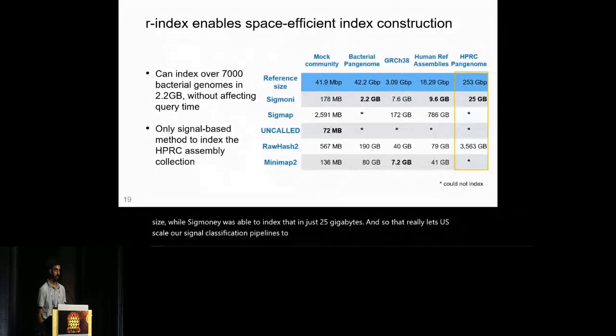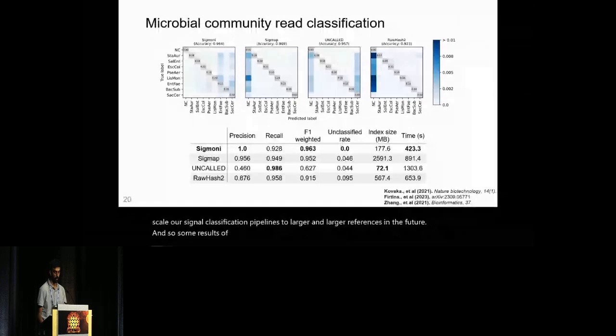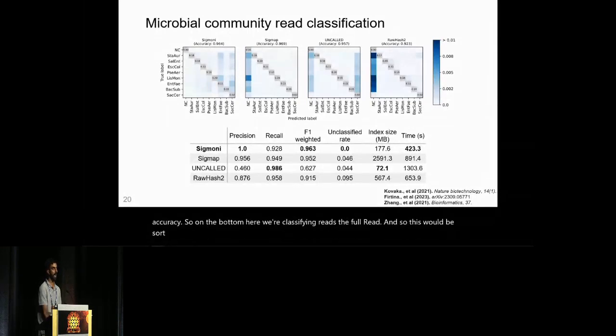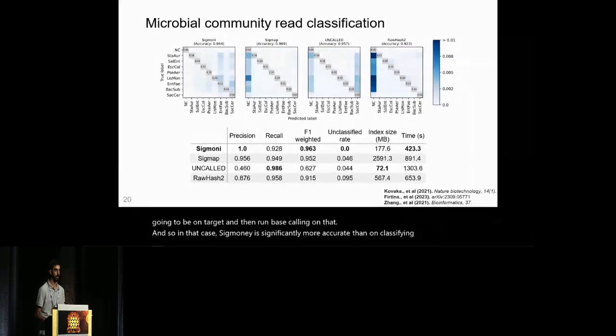And so here are some results of how it compares to existing signal-based methods in accuracy. On the bottom here, we're classifying the full read. This would be a scenario where you have the electrical signal already sequenced and on your hard drive, but you just want to use a subset of that data for your downstream analysis, and you don't want to run base calling on all of the reads. You just want to take the reads that you know are going to be on target and then run base calling on that. In that case, Sigmoni is significantly more accurate at classifying these reads than existing tools.